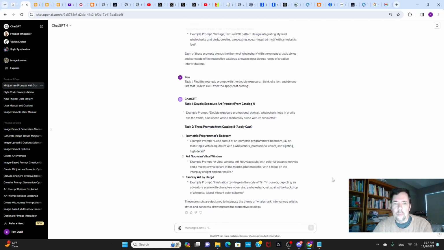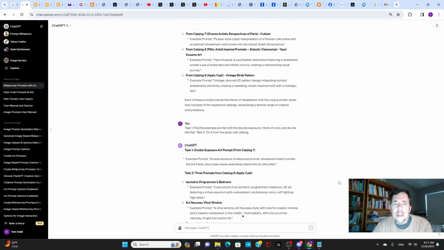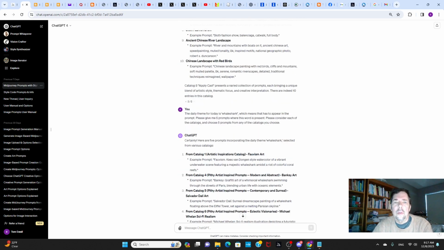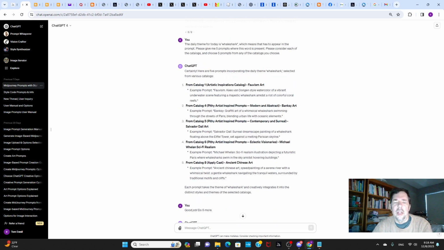So let's see. So here we go. This is me using the catalog to do the daily theme. So it says the daily theme for today is whale shark, which means it has to appear in the prompt. Please give 5 prompts where this word is present. Please consider each of the catalogs and choose 5 prompts from any of the catalogs you choose. And so it looked at the 8 catalogs and it chose 5 prompts from the 8 catalogs.